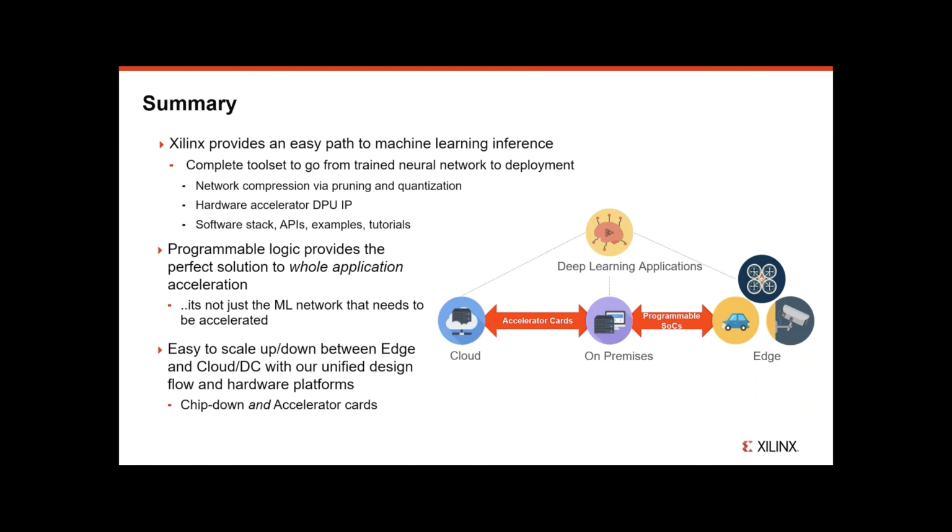So programmable logic, of course, I always want to mention here that it provides a perfect solution to the whole application. It's not just about machine learning. Applications are about a lot of other things and include a lot of other things like pre-processing, post-processing, and other types of things, flexible interfaces, platform designs. And really programmable logic gives you a great fit to address a variety of needs. It's very easy to scale up and down between the edge and the cloud with these unified APIs. And we also provide you, of course, with support for that chip-down design that fits your needs perfectly.